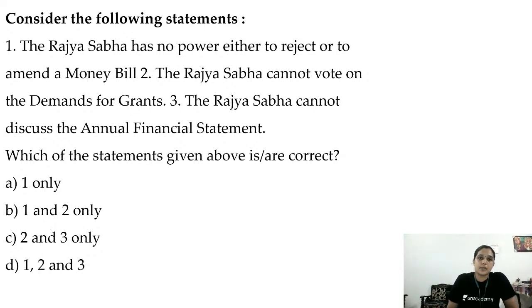Fine. The Rajya Sabha has no power either to reject or to amend money bill. Right. They are asking about correct statements, so please look at every question. The Rajya Sabha cannot vote on demand for grants. Rajya Sabha cannot discuss the annual financial statement. See, on the discussion part, Rajya Sabha has the power to discuss everything. So they cannot amend or reject, but that doesn't mean they cannot discuss. So you can readily eliminate option 3. It should be 1 only or 1 and 2 only.